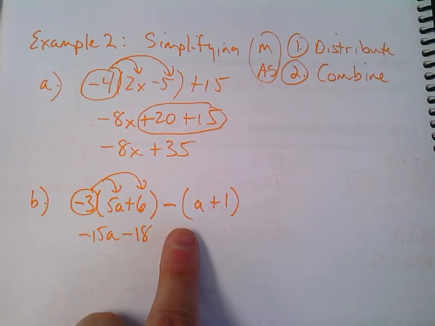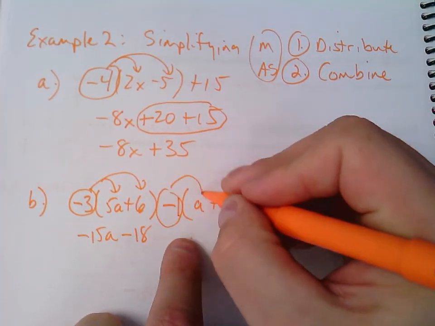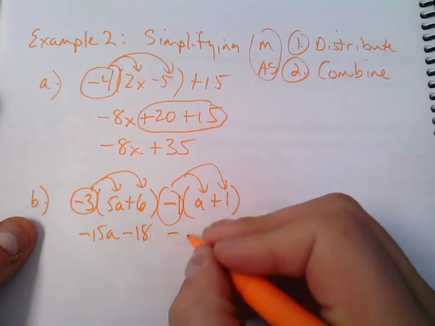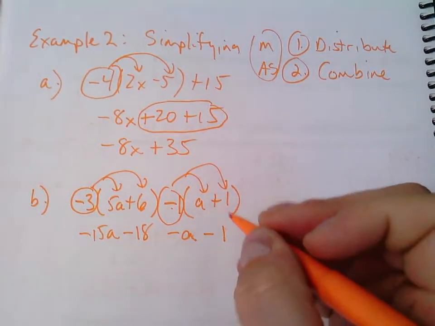Over here, you might get confused as to what gets distributed. So we can put a negative 1 here, and we'll distribute the negative 1. And when we distribute a negative 1, we get a negative a, and a negative 1, negative times a positive is a negative a. Like so.